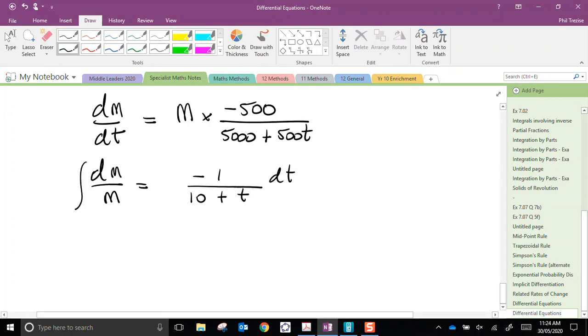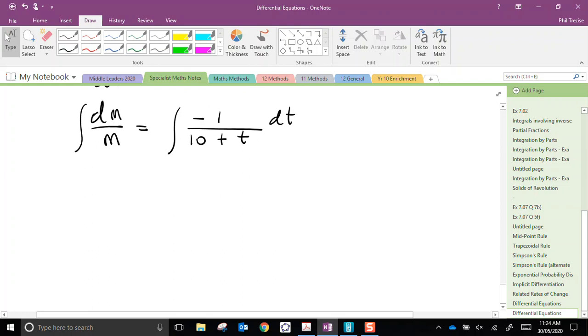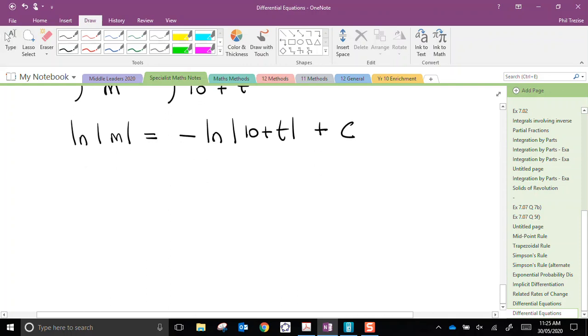Now, we would integrate both sides of this equation. Integral of 1 over m is the natural logarithm of m. The integral of 1 over 10 plus t, that is, well, it's a negative sign at the front. It's the ln of 10 plus t. Now, the derivative of 10 plus t is 1, so effectively dividing by 1 doesn't change anything. And we would, of course, add a constant of integration, wouldn't we? Now, what do you think we should do here?